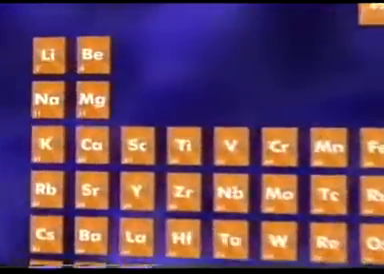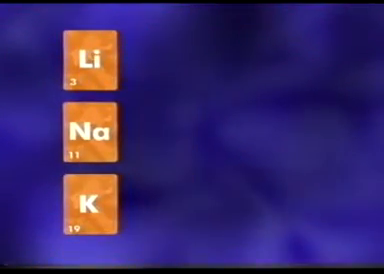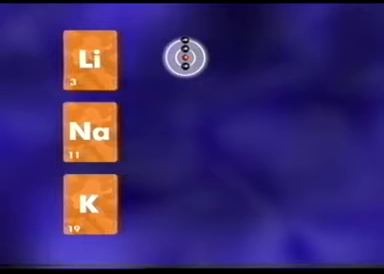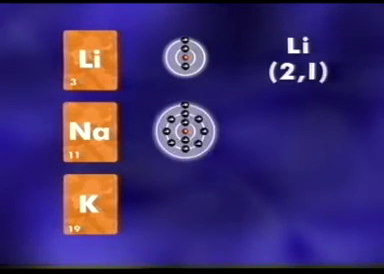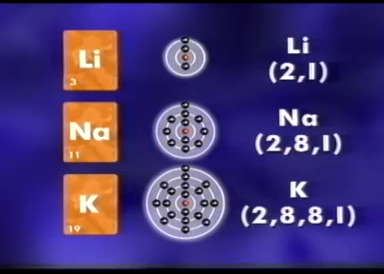Comparing an element's position with its electronic structure, there are some interesting patterns. Take group 1. Lithium has 3 electrons. Sodium has 11. Potassium has 19. Compare their outer shells. In each case, they hold just 1 electron.